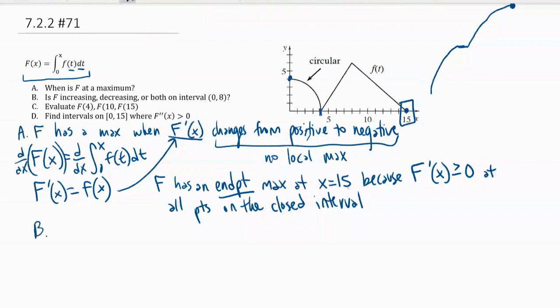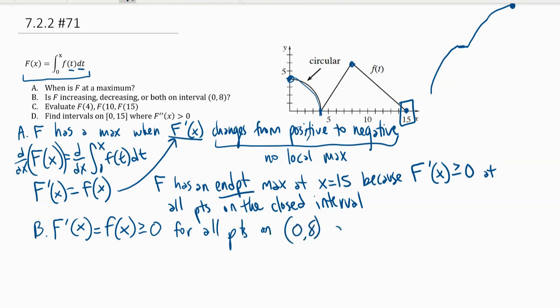All right, for part B, is F increasing, decreasing, or both on the interval from 0 to 8? So from 0 to 8, which is here, you'll notice that capital F prime is equal to f of x. So remember, f of x is the graph we're looking at. This is the derivative. The slope of capital F is, actually I'm going to say, greater than or equal to 0 for all points on 0 to 8. And capital F is increasing.